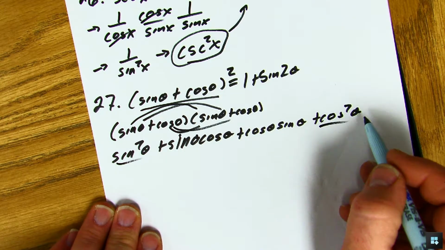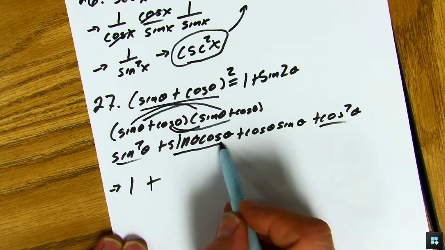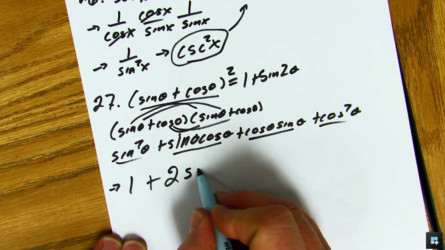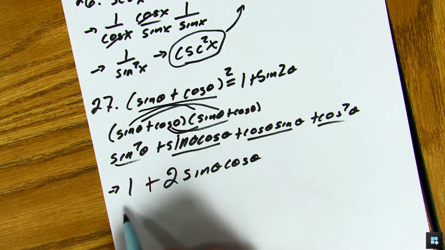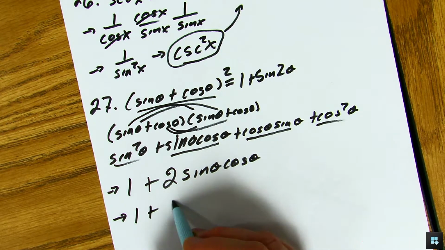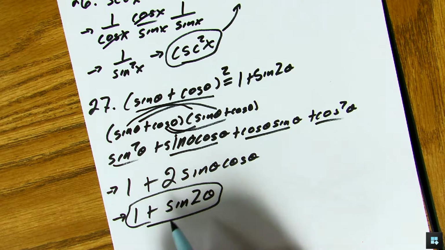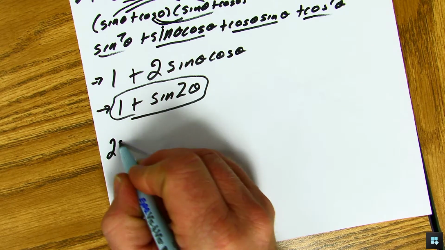Sine squared plus cosine squared, that's the same thing as 1, plus sine theta cosine theta and cosine theta sine theta are the same things. So that gives me 2 sine theta cosine theta. And I know what 2 sine theta cosine theta is. That is the sine of 2 theta, which is exactly where I wanted to be. And we're done. Okay, 28.